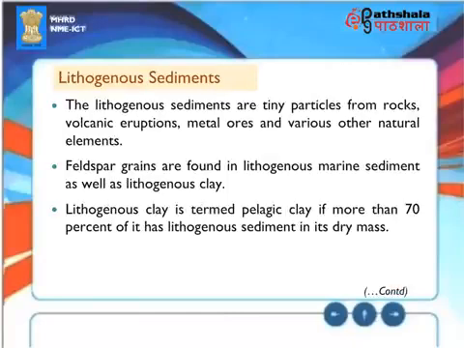Lithogenous sediments. The lithogenous sediments are tiny particles from rocks, volcanic eruptions, metal ores, and various other natural elements. Feldspar grains are found in lithogenous marine sediment as well as lithogenous clay. Lithogenous clay is termed pelagic clay if more than 70% of its dry mass is lithogenous sediment.